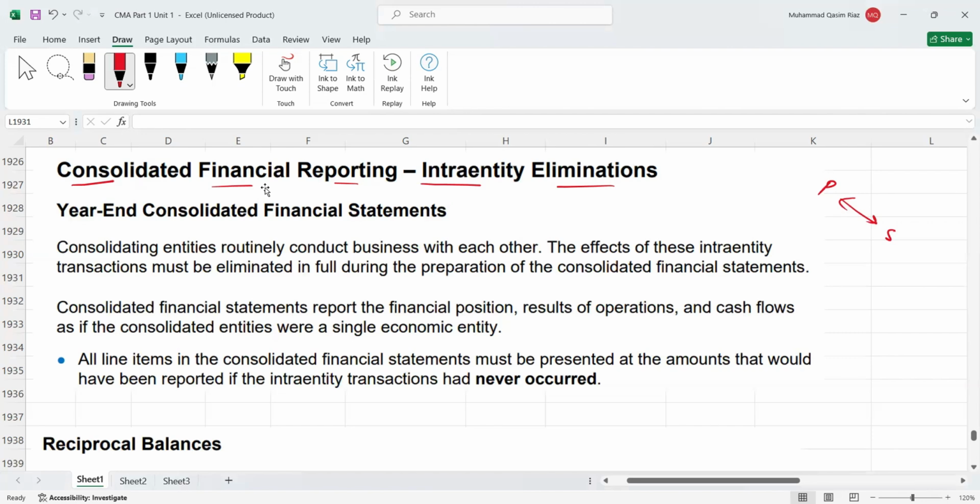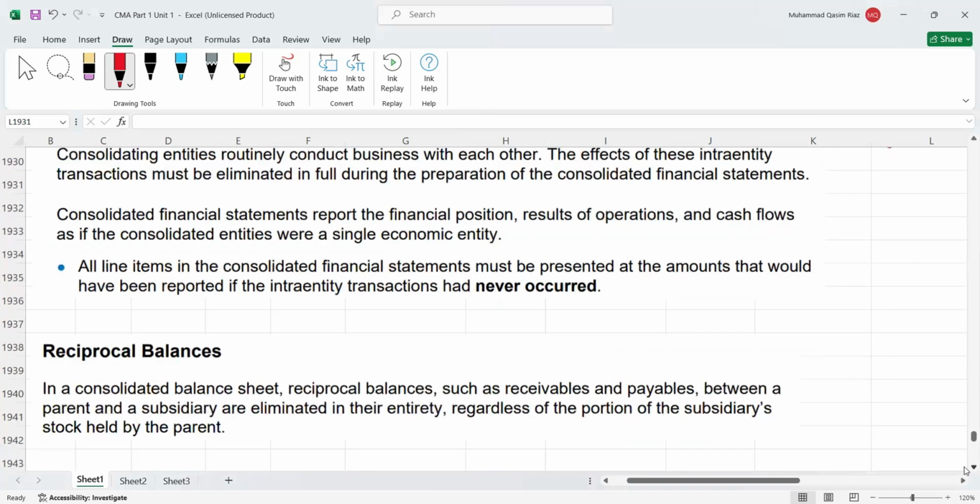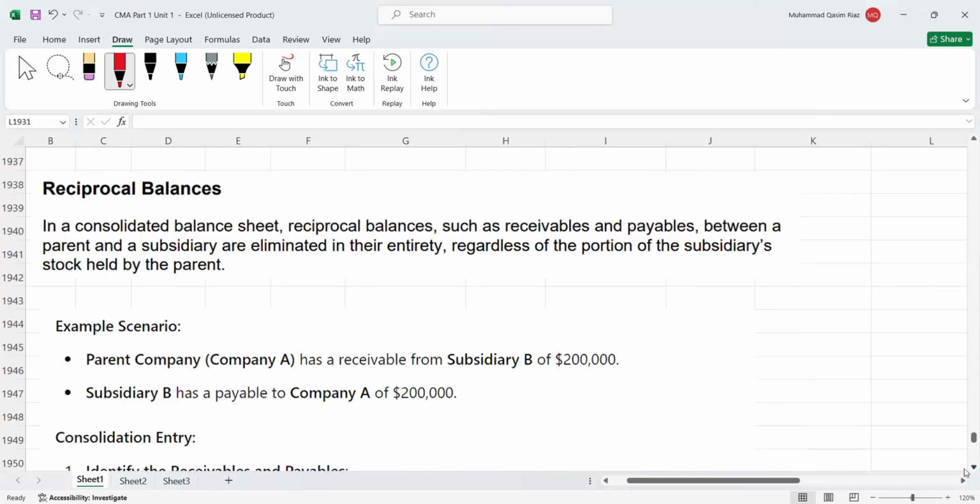So here we go, guys. The first thing which we need to eliminate is called reciprocal balances. Reciprocal balances mean such as receivables and payables. For example, let's assume the parent company has receivables from the subsidiary, let's assume 100,000, or the subsidiary has a payable to the parent because the subsidiary has to pay, let's assume 100,000. So these are called reciprocal balances.